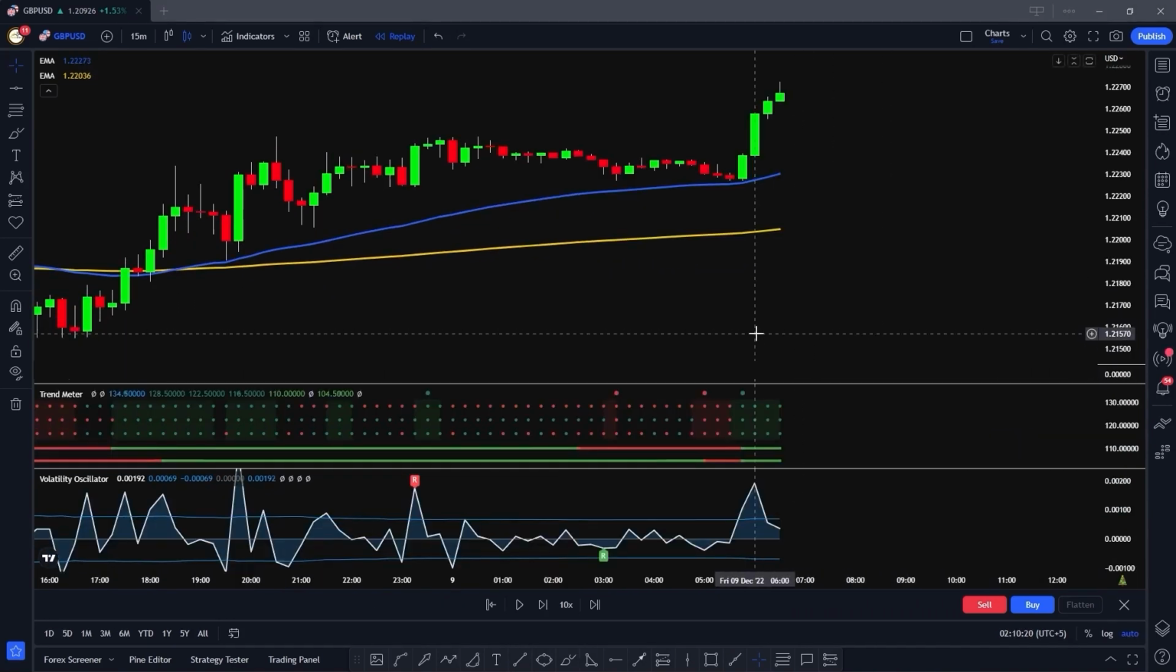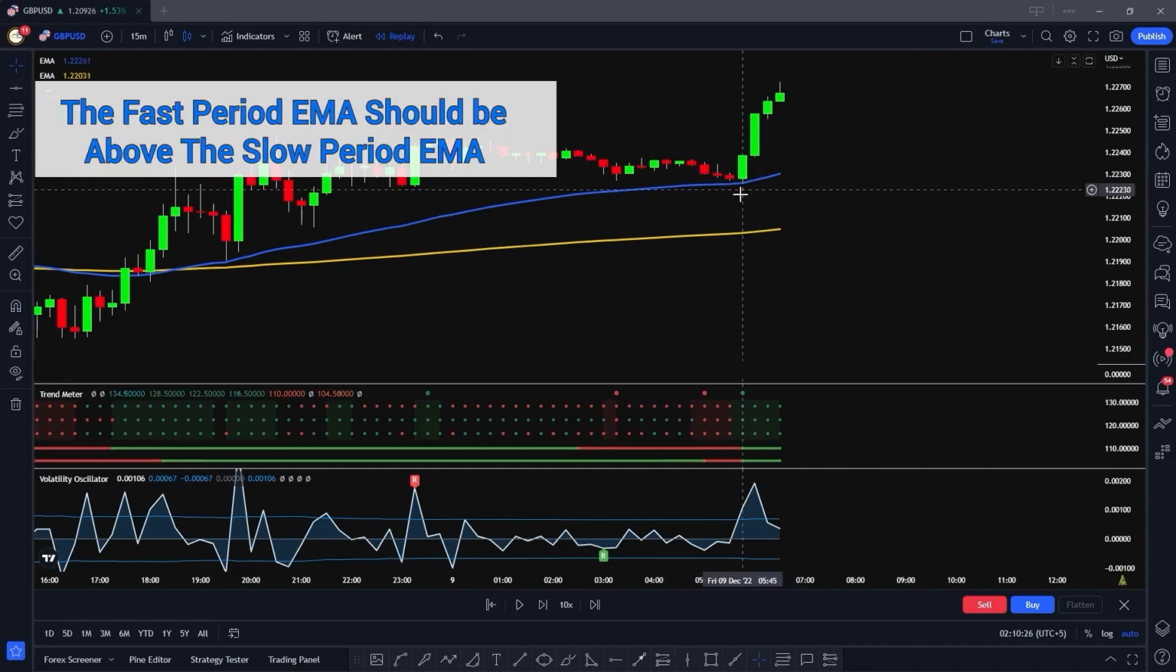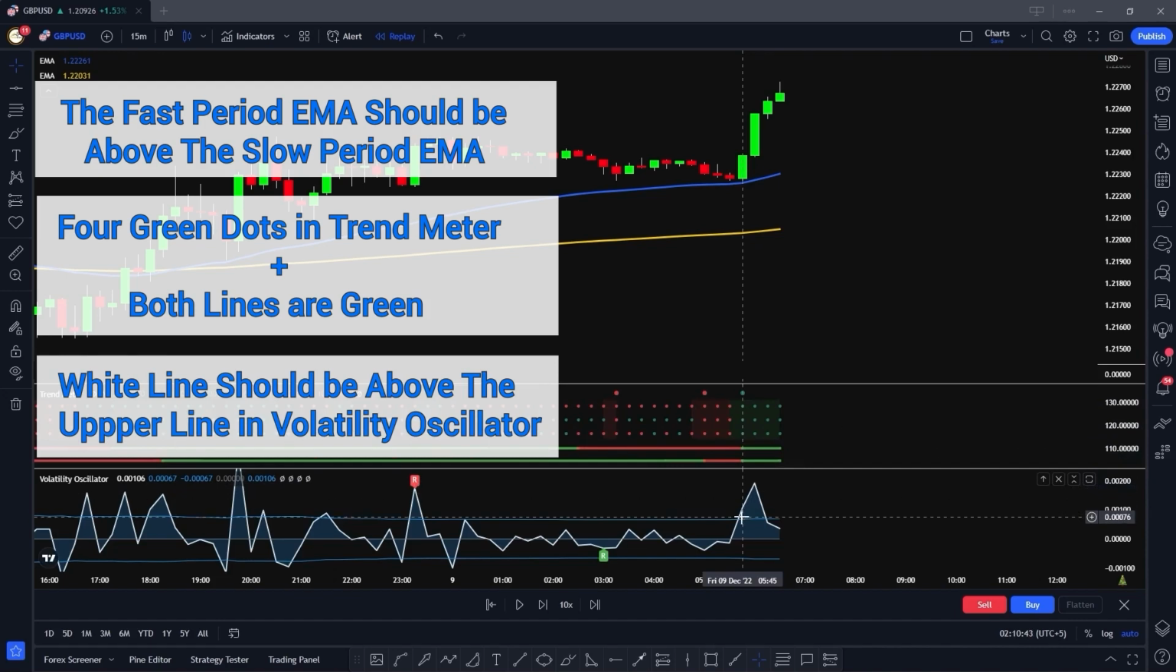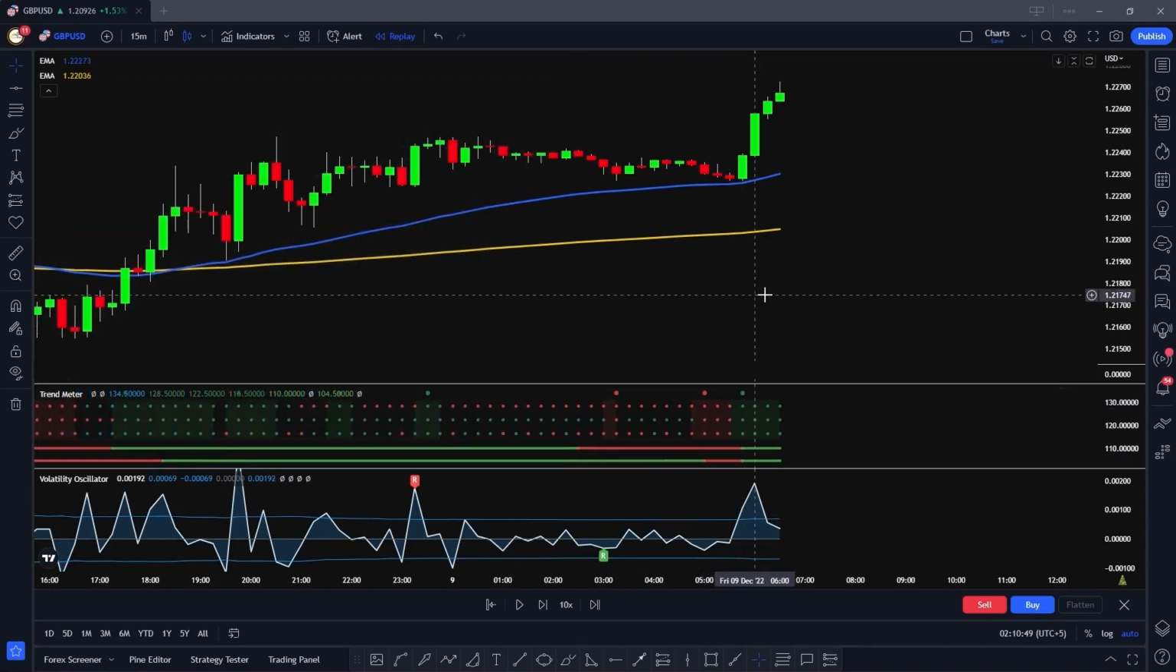Now that our indicators have been set up, let's talk about the trading rules for our day trading strategy. The first rule is that this fast period EMA should be above the slow period EMA. This indicates that the market is in a bullish trend. The second rule is that you need to look at the Trend Meter indicator, and inside this indicator there should be 4 consecutive green dots, as you can see here, and also both these lines should be green. And the third and final rule is that this white line should be above the upper line. Now since all these conditions are met here, we are ready to take a long position.